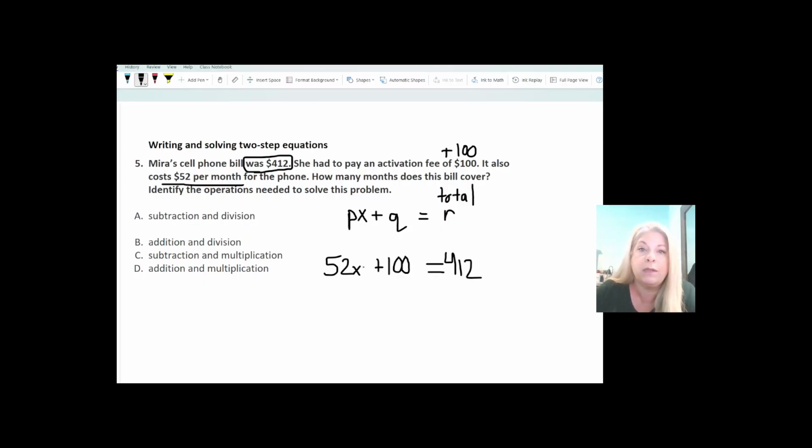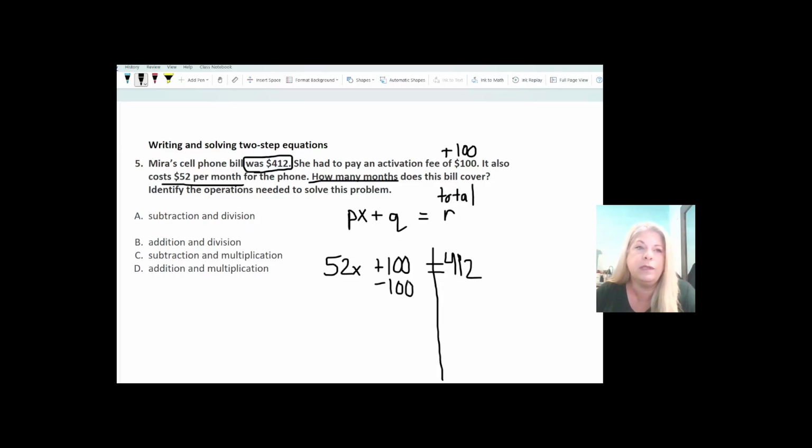You don't know how many months. That's what the question is asking. How many months would be the X? Okay. So now that we have this set up, again, the question is asking what steps would I take to solve this, right? So line down the middle is how we always start these. You always want to start with the addition or subtraction. Okay, you want to get rid of that first. So in this case, I've got a plus 100. The opposite of plus 100 would be to subtract 100.